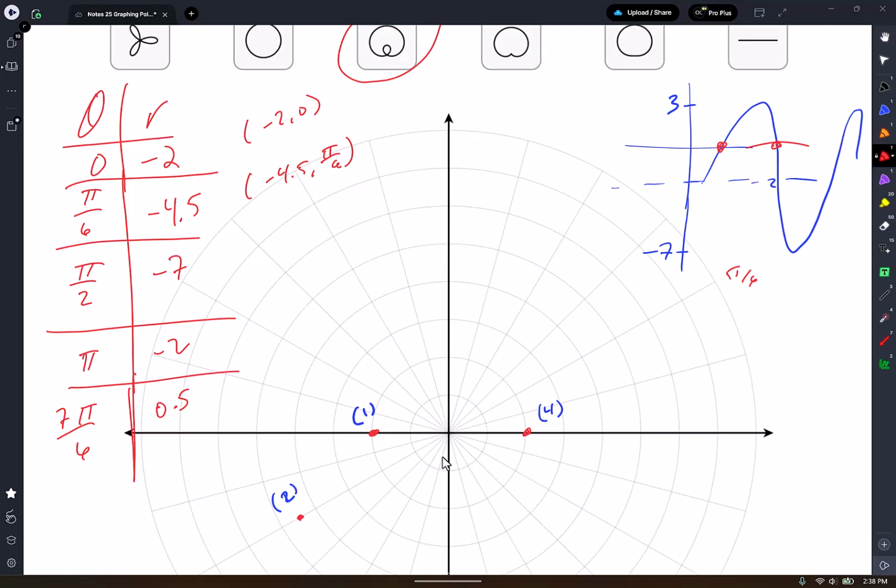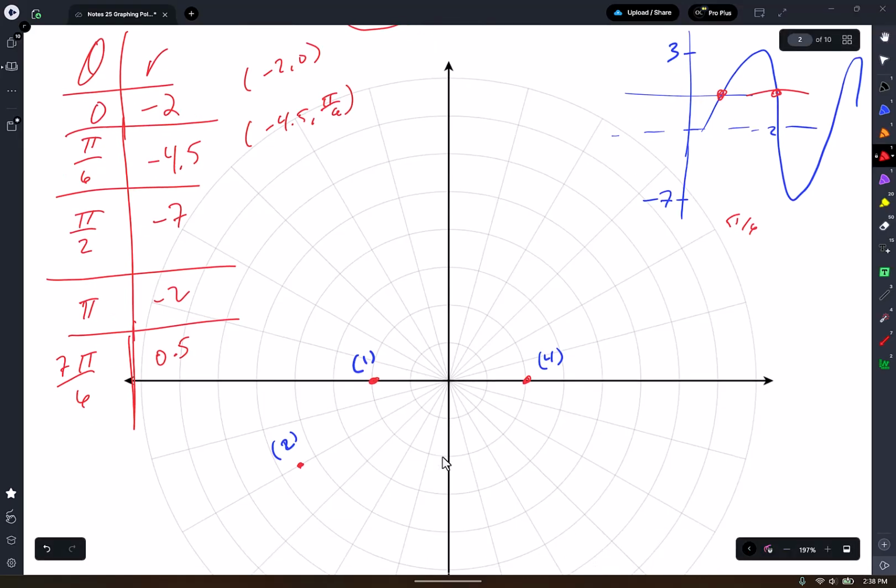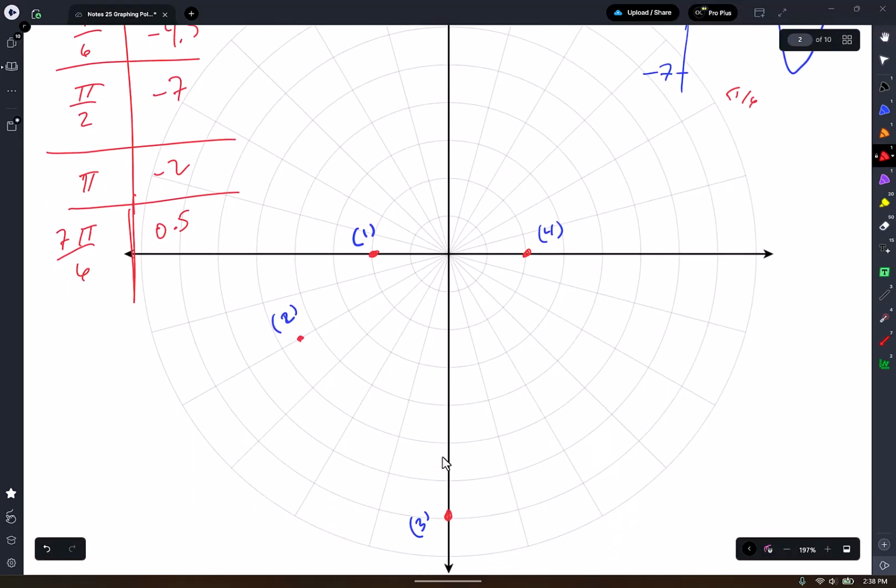Did I do that right, guys? I mess up all the time, so check. 7 pi over 6. 1, 2, and then 0.5 right here. I think that's enough. Oh, no. I still need 3 pi over 2. 3 pi over 2.